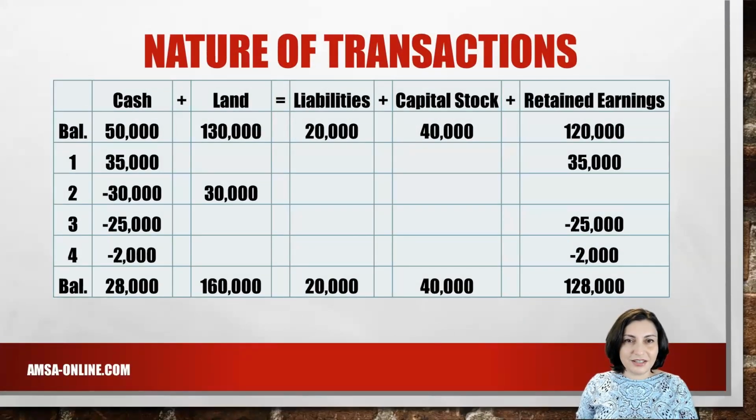Delta Consulting is a real estate consulting firm. Summary financial data for May are presented in equation form as shown on the screen. Each line designated by a number indicates the effect of a transaction on the balance sheet. Each increase and decrease in stockholders' equity, except transaction number 4, affects net income.